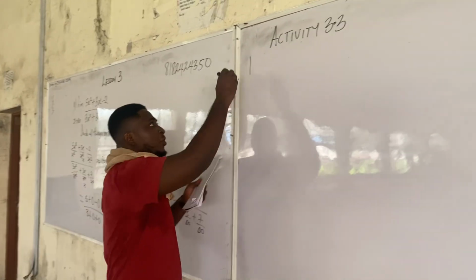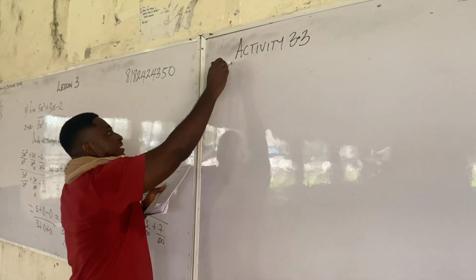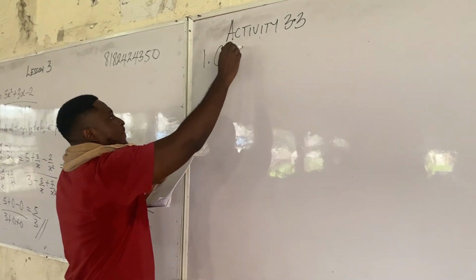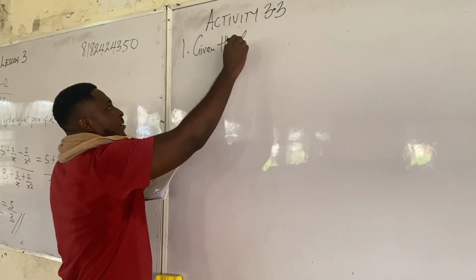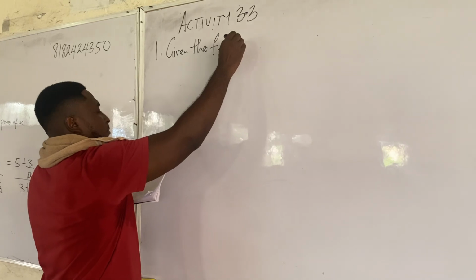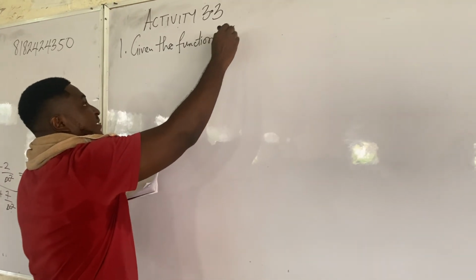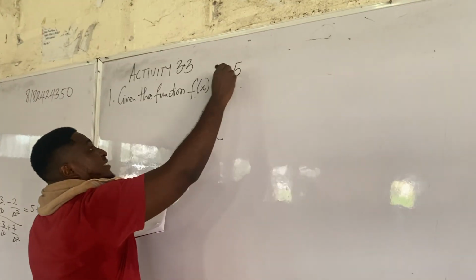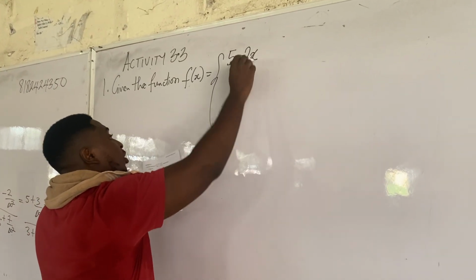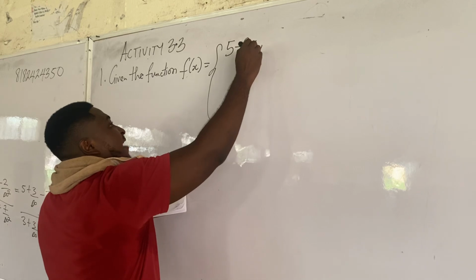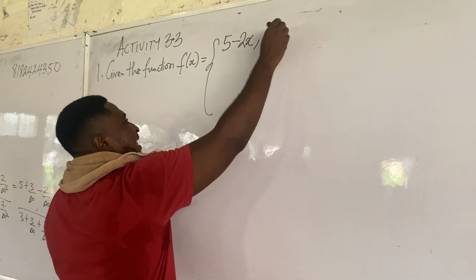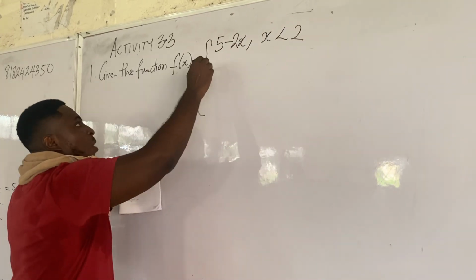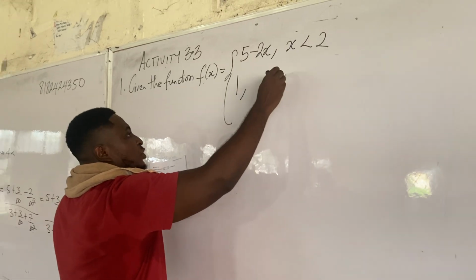We are told, given the function f of x equals... When you see a function like this, it is called an absolute value function. 5 minus 2x such that x is less than 2, 1 such that x equals 2.